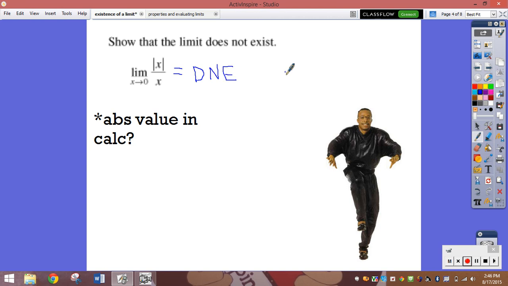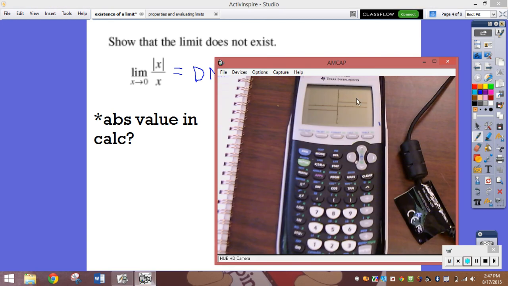You have to forgive my handwriting. I'm writing with the mouse. And so if it asked me to justify my answer, what I would say is because the function does not approach the same Y value from the left and from the right. And then also if I wanted to, I could provide a sketch of the graph as well.